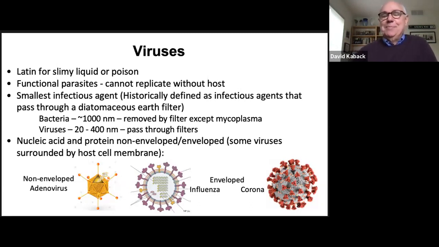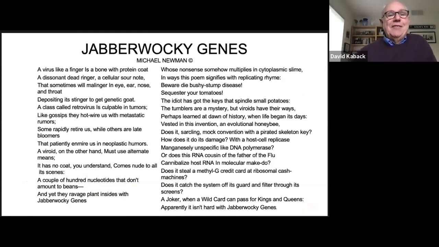And 2 days later, he mailed me this poem that was ultimately published, and I'll just read the beginning of it. A virus like a finger is a bone with protein coat, a dissonant dead ringer, a cellular sour note that sometimes will linger in eye, ear, nose, and throat, depositing its stinger to get genetic goat. A class called retrovirus is culpable in tumors. Like gossips, they hotwire us with metastatic rumors. Some rapidly retire us, while others are late bloomers that patiently admire us in neoplastic humors.